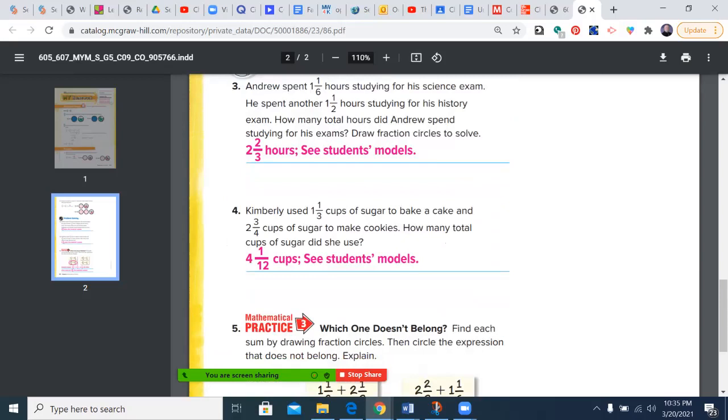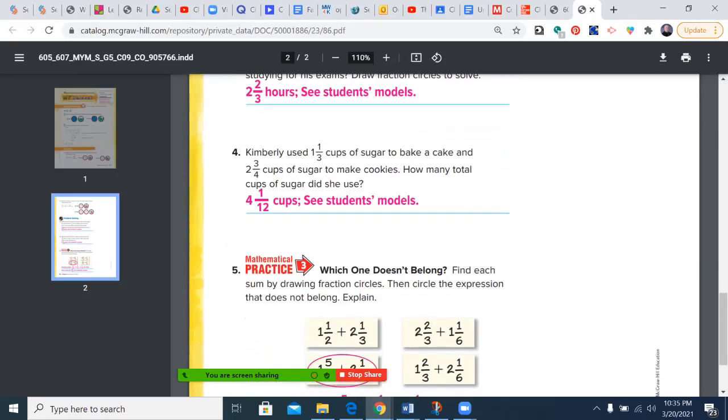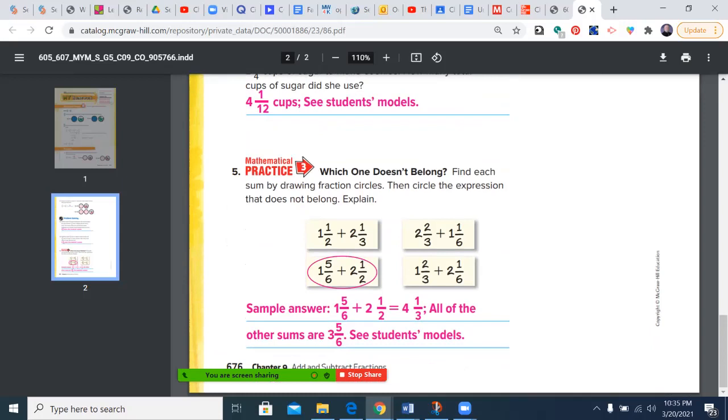You see, you draw your models: 2 and 2/3 hours, 4 and a quarter, or 4 and 1/2 hours, and which expression does not belong. This one, and that's because all the other sums were 3 and 5/6.